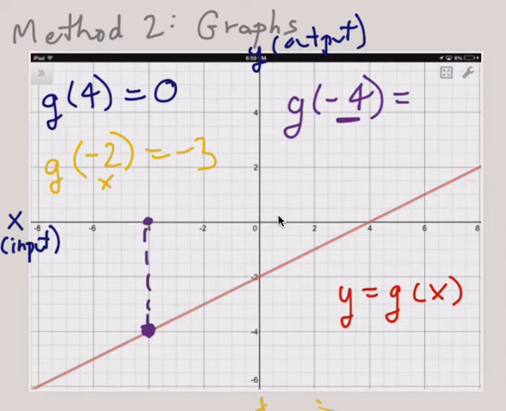The y value is how far down it is, and that is right here. So g of -4 is actually equal to -4. That's a special case where the input matches the output, the same value.